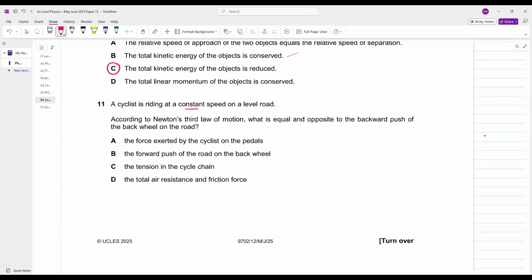A cyclist is riding at constant speed on a level road. Okay. According to Newton's third law of motion, what is equal and opposite to the backward push of the back wheel on the road? देखो ये हमारा, if I draw this, let's draw this.